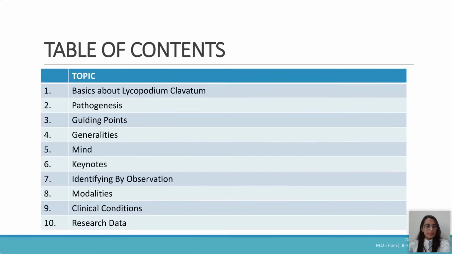So this is what we'll be seeing today. Firstly, we'll be seeing the basics about Lycopodium, followed by the pathogenesis, that is how the symptoms have evolved in Lycopodium. Then we'll be seeing the guiding points, followed by the generalities, the mind symptoms, the keynotes on the physical level. We will learn how to identify a Lycopodium individual by observation.